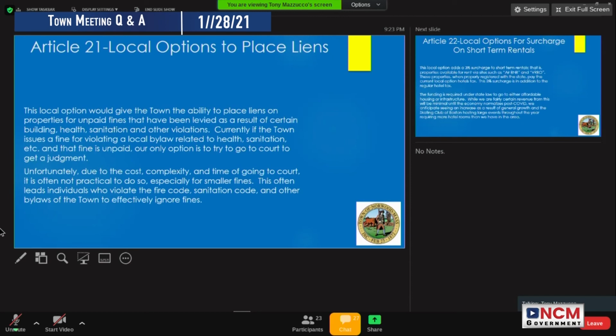So likelihood is if you have some fines from the town for zoning issues or health issues and you just never pay them currently, we almost never do anything. But this would at least give us the ability to say, no, you should pay what you owe for your zoning or your health violation. So anyone who's particularly interested in enforcement of the health codes and enforcement of the zoning bylaws, this at least will ensure we'll likely get those fees back. Any questions on this?